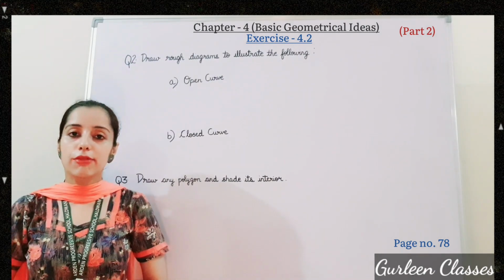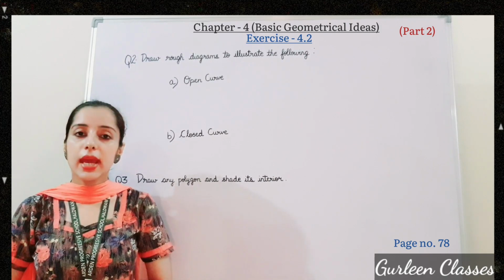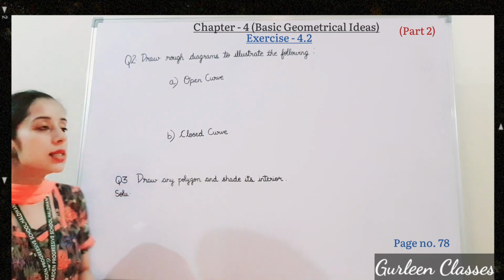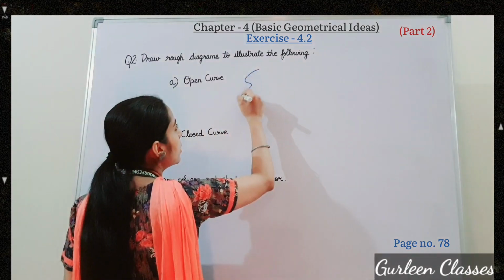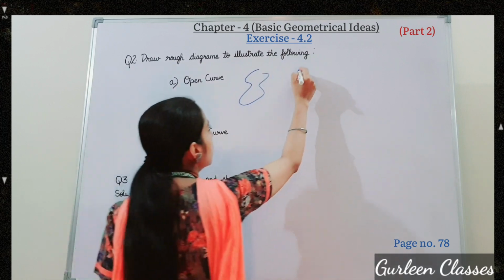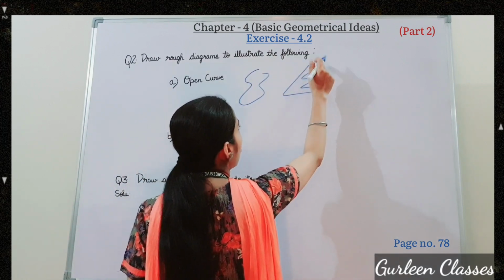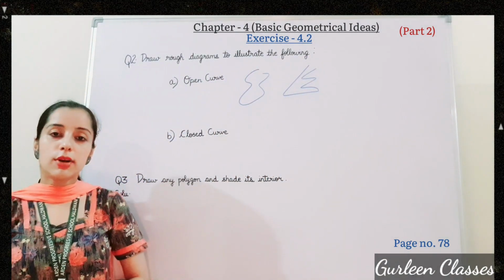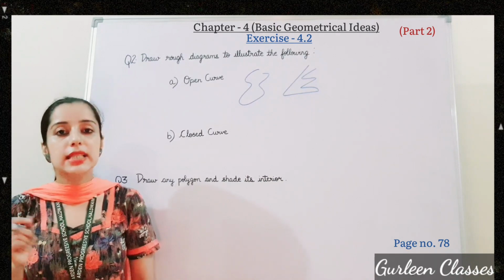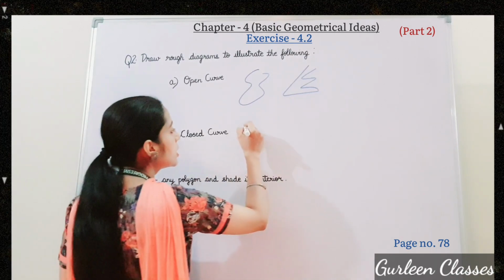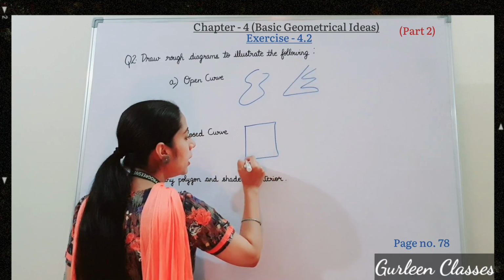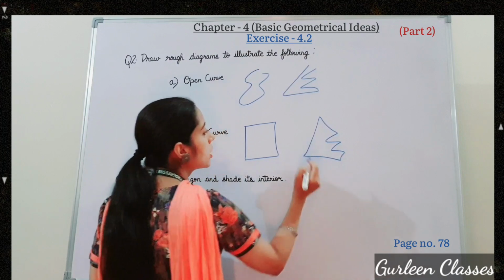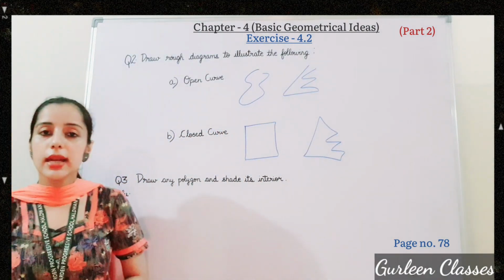Question number 2, draw rough diagrams to illustrate the following. A part, open curve. As we all know, an open curve has endpoints that do not meet. So let us draw some diagrams. This is an example of open curve and this is also an example of open curve as their endpoints do not meet. B part, closed curve. A closed curve is an enclosed figure which has a starting and ending point. So if we start from here and end here, it is a closed curve. And this is also an example of closed curve. It has a starting and end point and it is an enclosed figure.